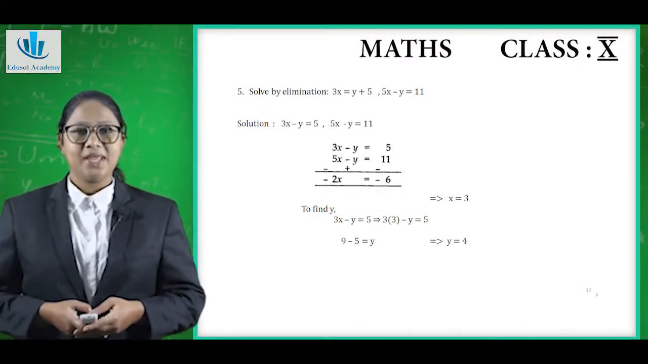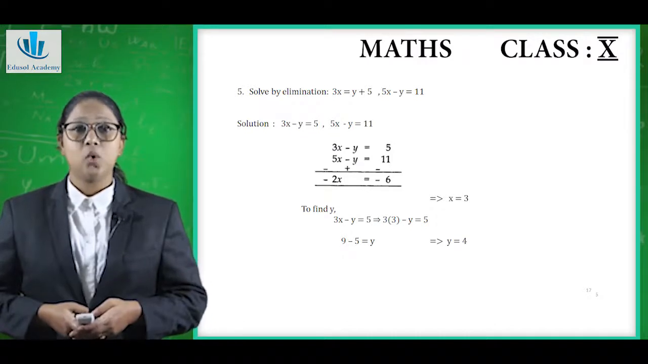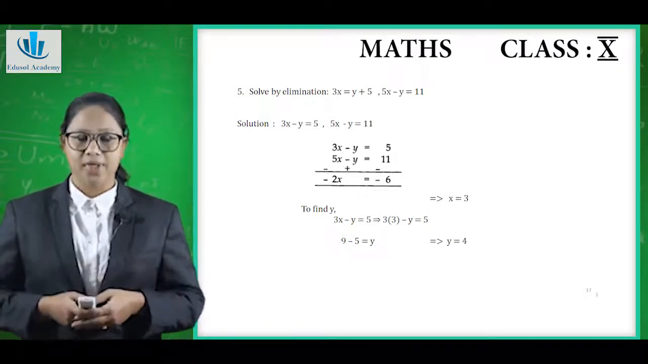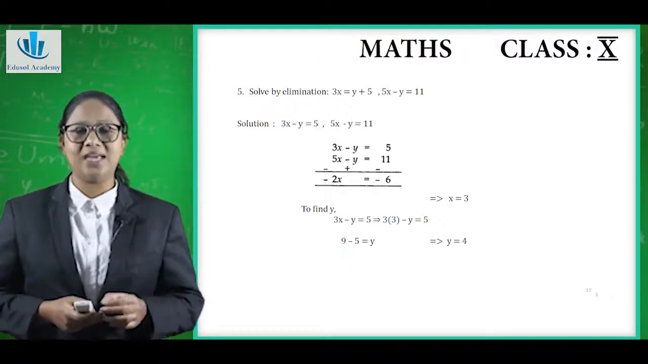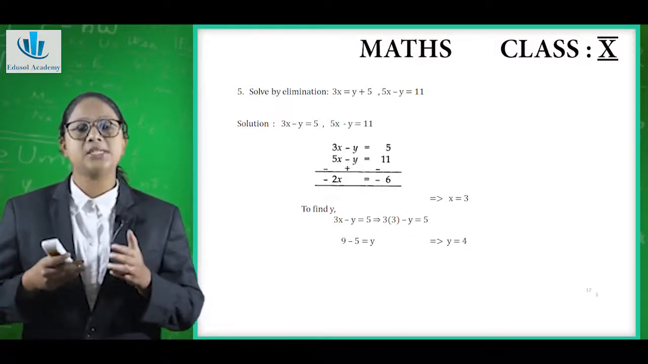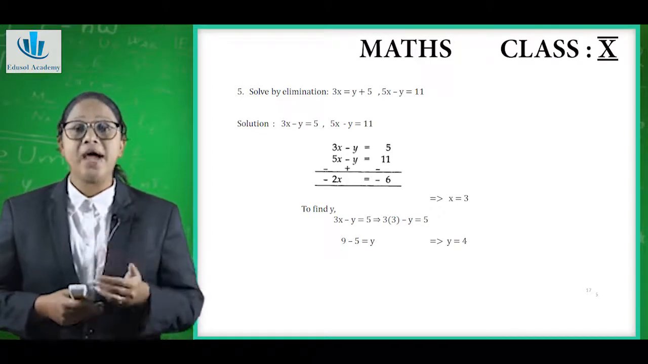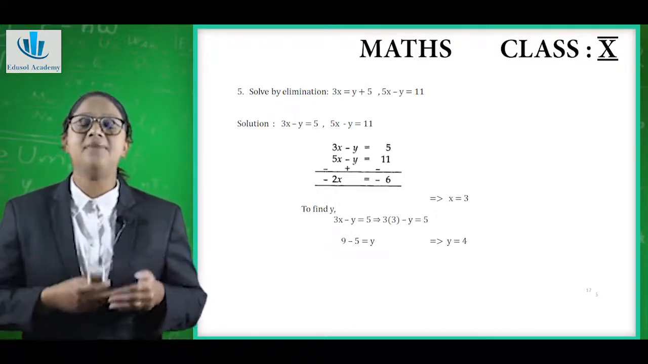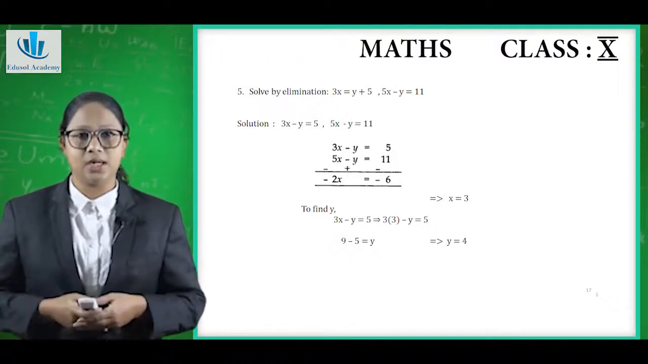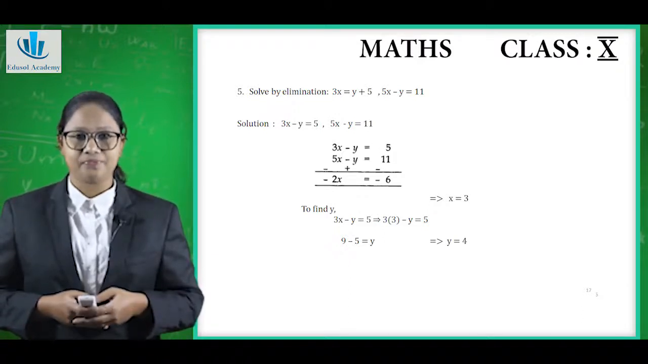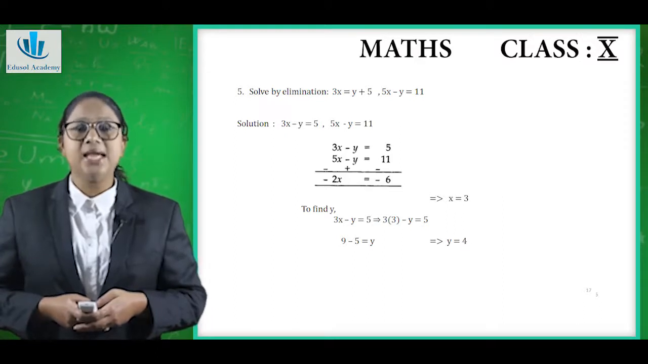Solve by elimination. 3x is equal to y plus 5, and 5x minus y is equal to 11. So when we observe the equations, both equations have to be made into a similar form. The first equation is in the form 3x is equal to y plus 5. The x term is on one side and the y term and the constant term are on the other side. Whereas in the next equation, 5x minus y is equal to 11, both x and y terms are on one side and 11 is on the other. So we have to make them into one similar form. So the first equation can be rewritten as 3x minus y is equal to 5, and the other is 5x minus y is equal to 11.